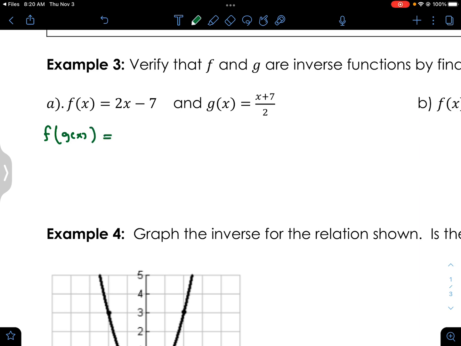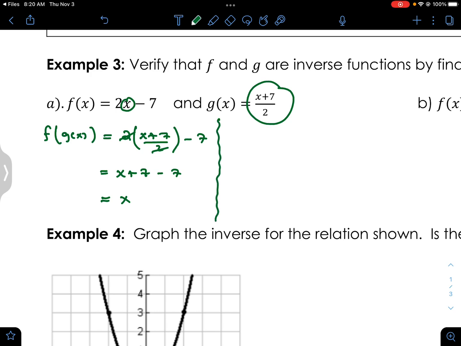And so we would have to take 2, and then we would plug x plus 7 in for x. So in parentheses, x plus 7 divided by 2 minus 7. The 2's cancel. You have x plus 7 minus 7. 7 minus 7 is 0. So f of g of x is equal to x. Now that doesn't necessarily mean that they're inverses yet. We do and should check the other way.